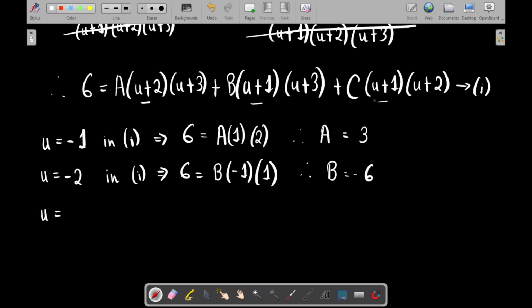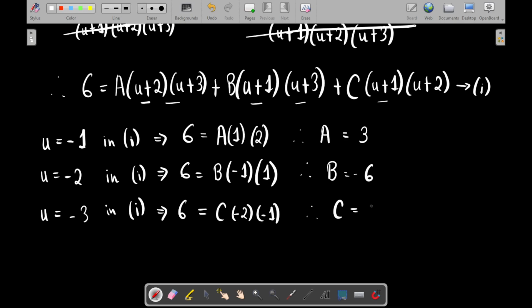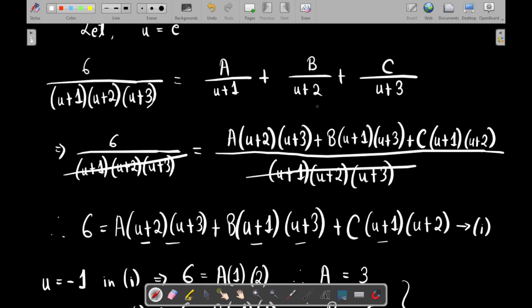And for the last case, you see in C, u plus 3 is absent, right? But u plus 3 is present in B and A. So if we put u equal to -3 in 1, we will get C. So this gives us 6 equal to C times -3 plus 1 will be -2, and -3 plus 2 will be -1, right? So this gives us C equal to 6 divided by this product, which is 2, so 6 by 2, which will again be 3. So we get the 3 constants while doing this partial fraction.